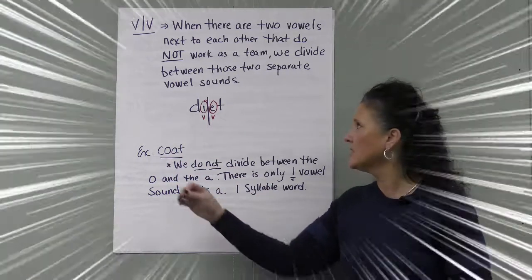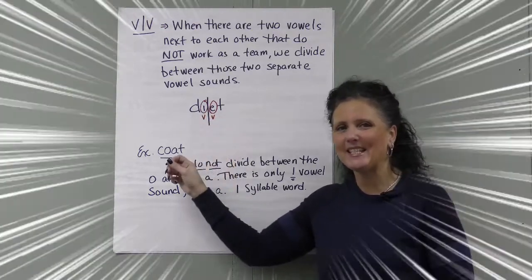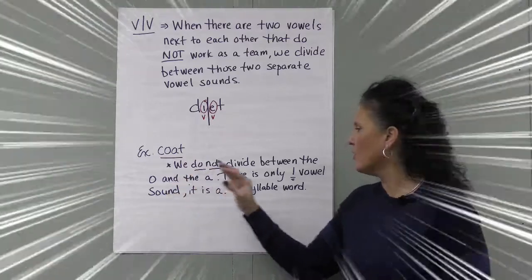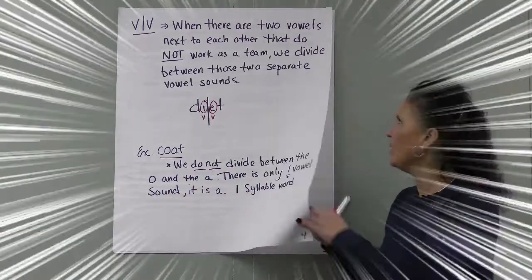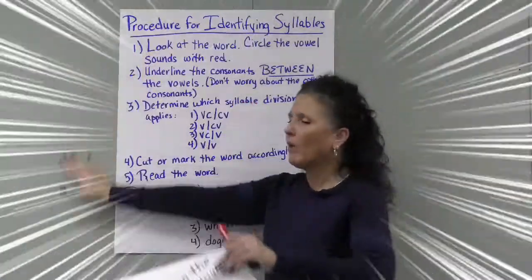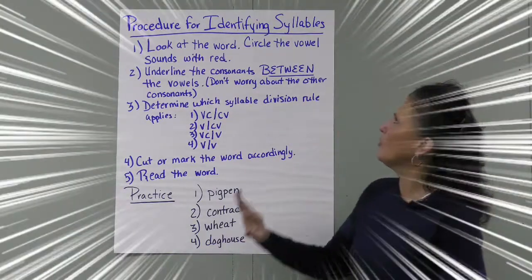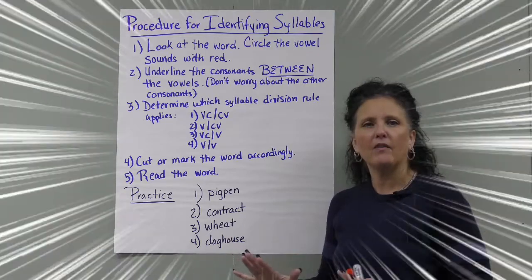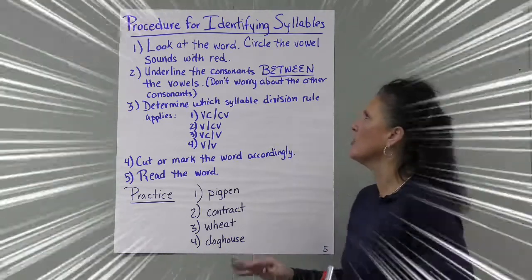Do you see the difference between the I and the E in diet, 2 syllables, and coat, 1 syllable? So those are very different ways that we're going to use to separate those. What we want to do briefly here is to go through the procedure of identifying syllables. So if you want to look back on this when you're trying to break things into syllables, you can.